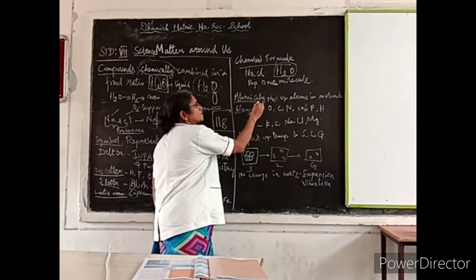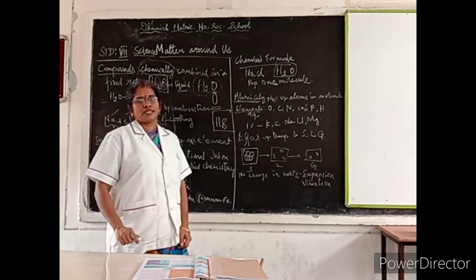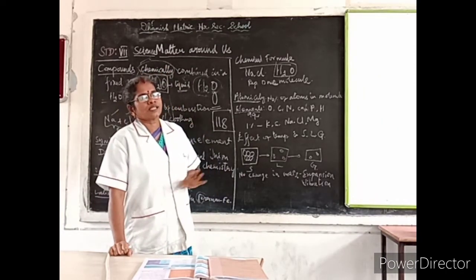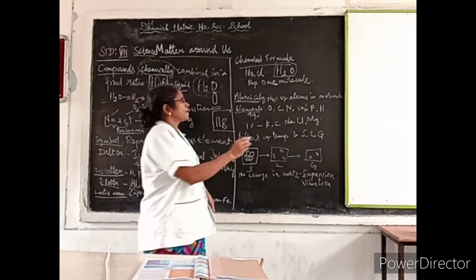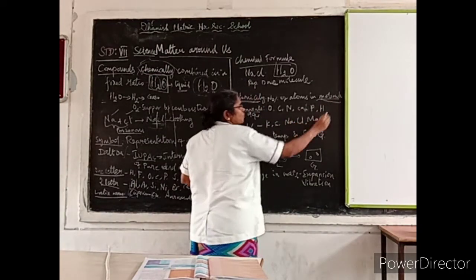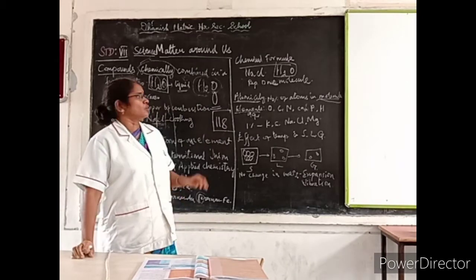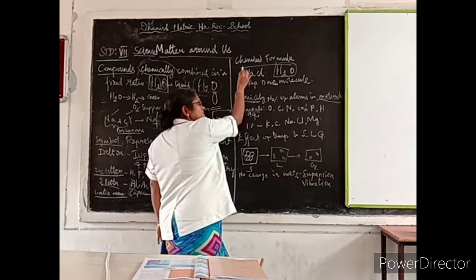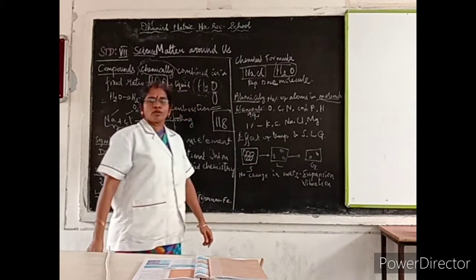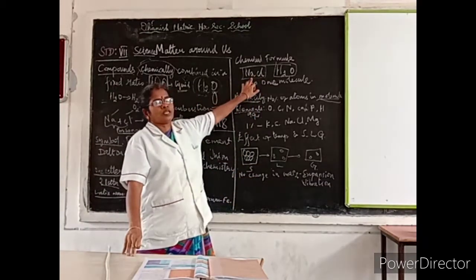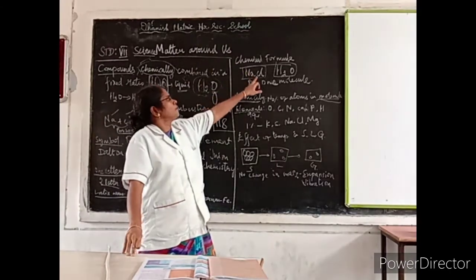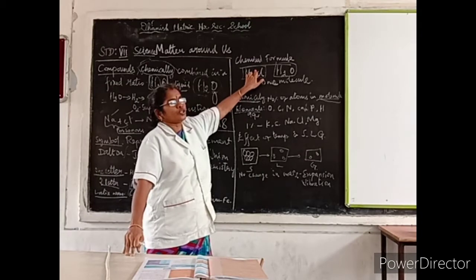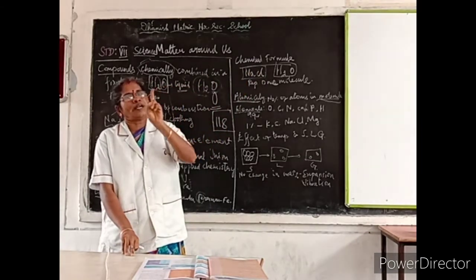Next one is atomicity. Atomicity is nothing but number of atoms. What is it? Number of atoms present in a molecule, we call that the atomicity. For example, you can take the same example, sodium chloride. Here how many atoms of sodium? 1 atom of sodium. How many atoms of chlorine? 1 atom of chlorine. So the atomicity of sodium chloride is 1 plus 1, 2.